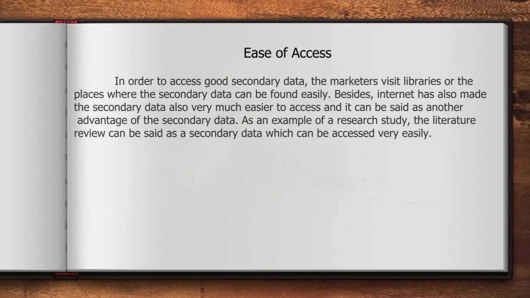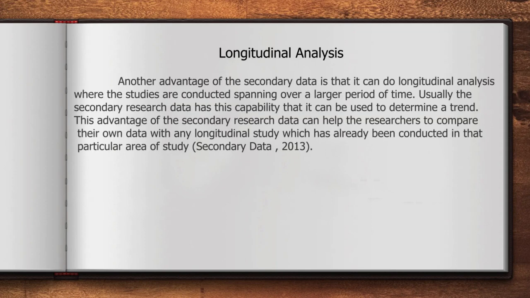Ease of access. In order to access good secondary data, marketers visit libraries or the places where secondary data can be found easily. Besides, the internet has also made secondary data much easier to access, and it can be said to be another advantage of secondary data. As an example of a research study, the literature review can be said to be secondary data which can be accessed very easily. Longitudinal analysis.